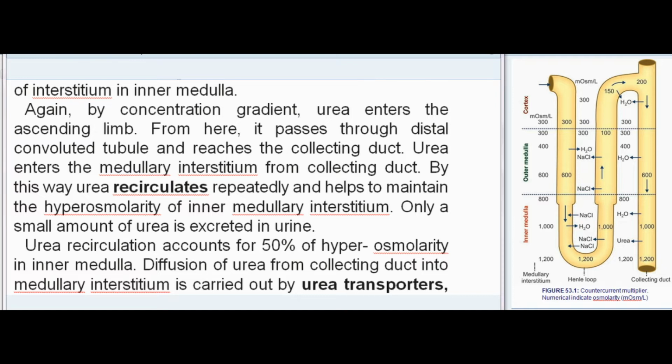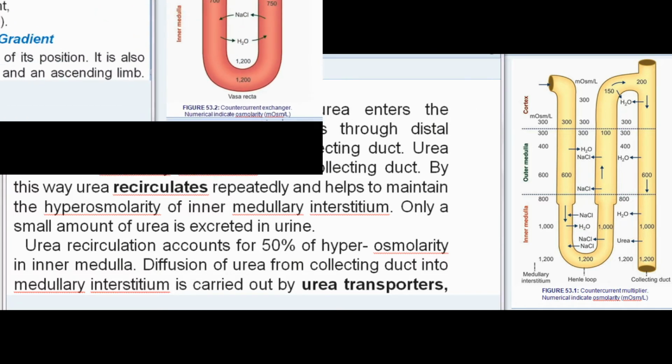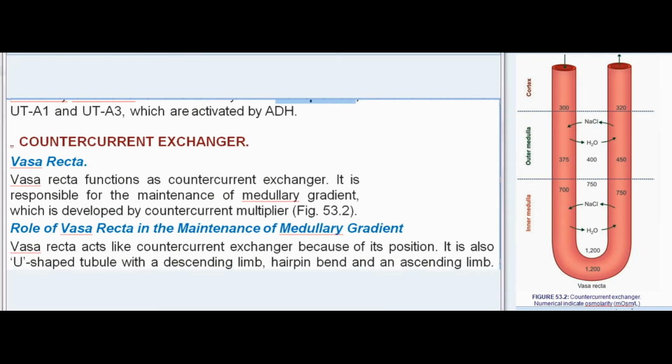From here, it passes through the distal convoluted tubule and reaches the collecting duct. Urea enters the medullary interstitium from the collecting duct. In this way urea recirculates repeatedly and helps to maintain the hyperosmolarity of the inner medullary interstitium. Only a small amount of urea is excreted in urine. Urea recirculation accounts for 50% of hyperosmolarity in the inner medulla. Diffusion of urea from the collecting duct into the medullary interstitium is carried out by urea transporters, UTA1 and UTA3, which are activated by ADH.